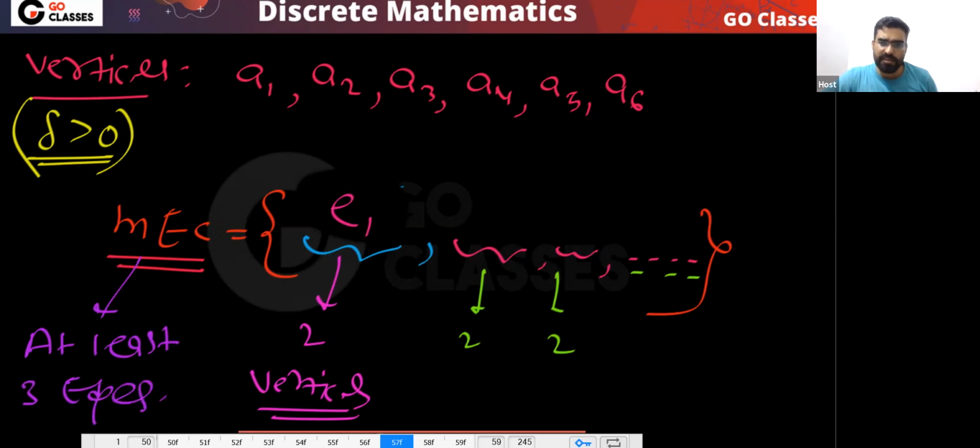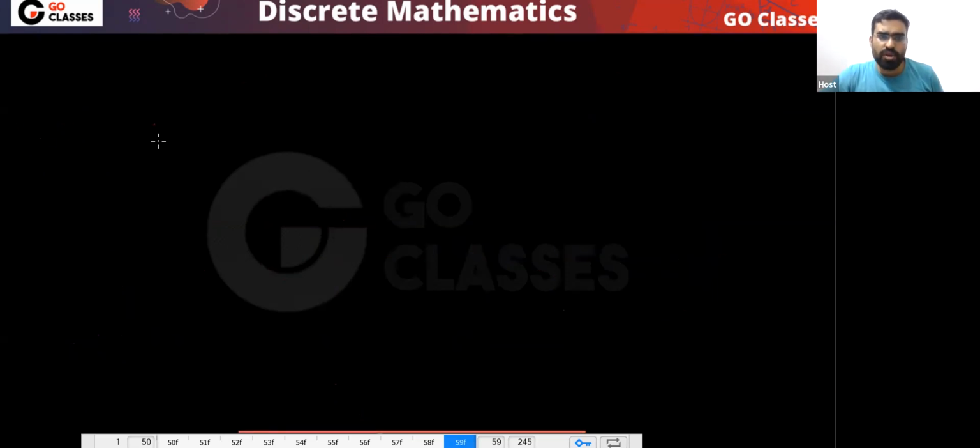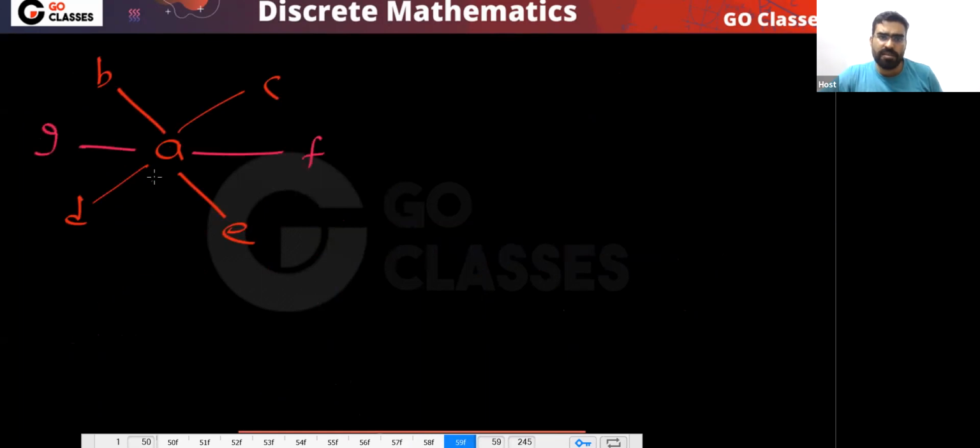At least 3 edges we need. But remember, it does not mean that 3 edges are enough. For example, consider this: A, B, C, D, E, F, G, H. In this, what is the size of the edge cover? What is beta dash, meaning the size of the edge cover? That will be 1, 2, 3, 4, 5, 6, 7. This will be 7. You have to take all the edges.